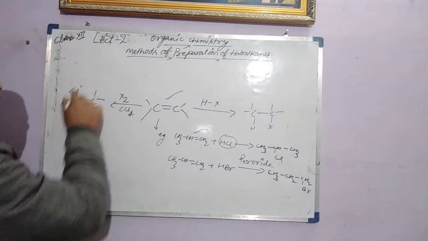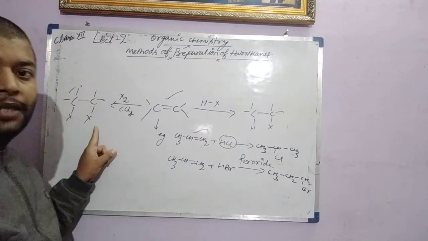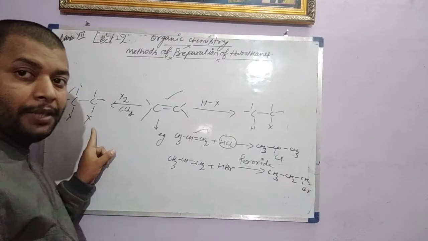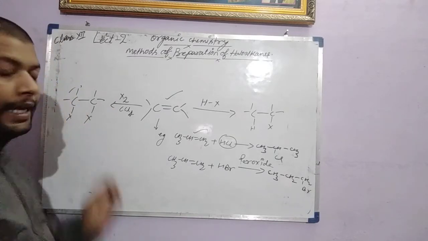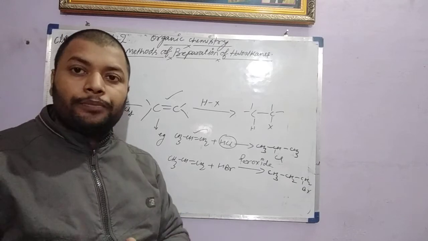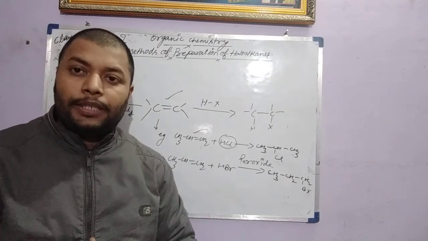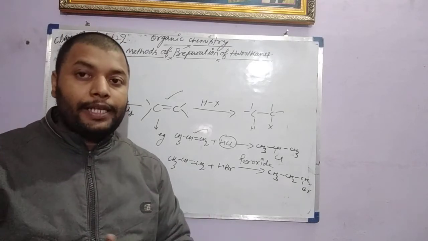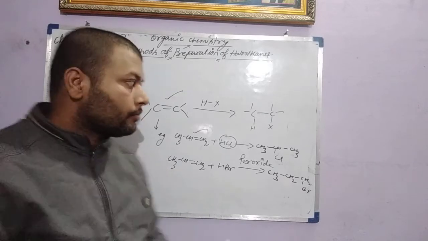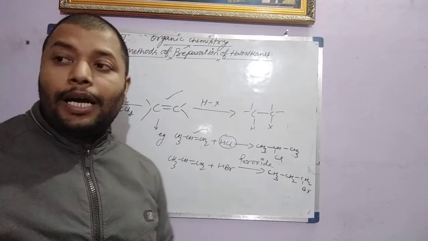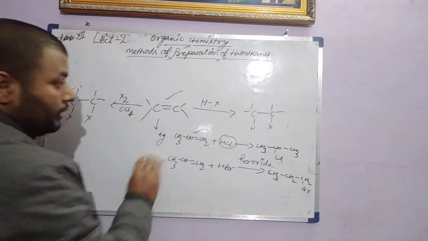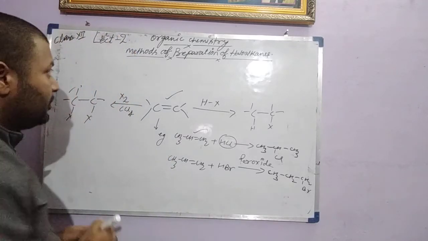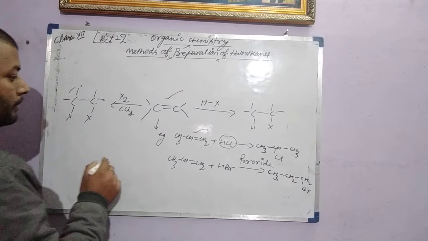And we are having X2, like Cl2 or Br2. Addition of Cl2 or Br2 in the presence of CCl4 will form these dihalides. So this is also one of the important methods of preparation of haloalkanes. Now we are having the last possibility of haloalkane preparation in your syllabus.